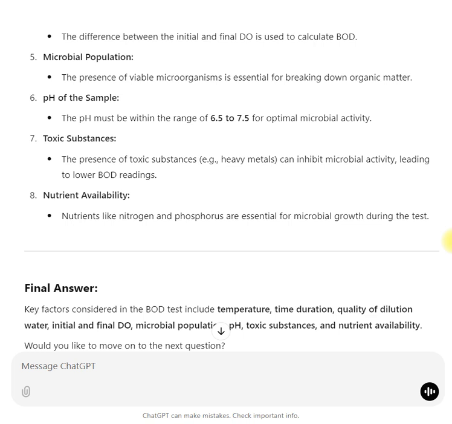6. pH of the sample. The pH must be within the range of 6.5 to 7.5 for optimal microbial activity. 7. Toxic substances. The presence of toxic substances, e.g. heavy metals, can inhibit microbial activity, leading to lower BOD readings. 8. Nutrient availability. Nutrients like nitrogen and phosphorus are essential for microbial growth during the test.